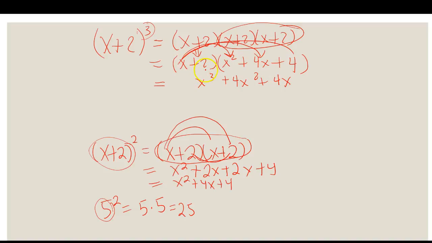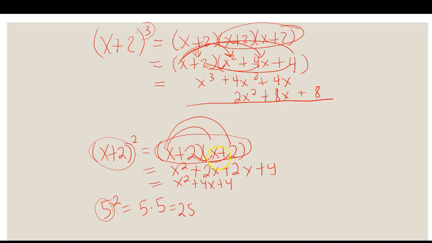Now we're going to come back and multiply 2 times everything in the second parenthesis. So 2 times x squared is 2x squared. 2 times 4x is 8x. And 2 times 4 is 8. So notice that I stacked them according to their like terms so that it'll be more organized.